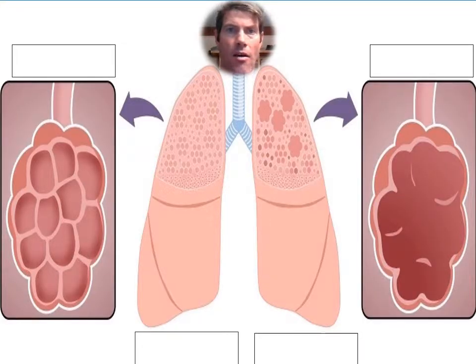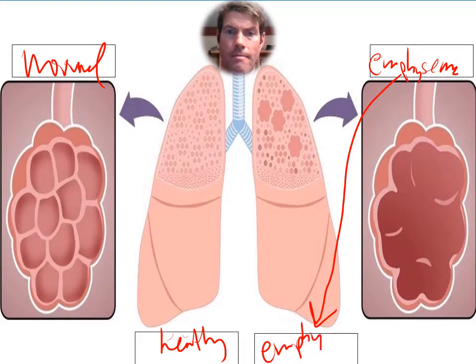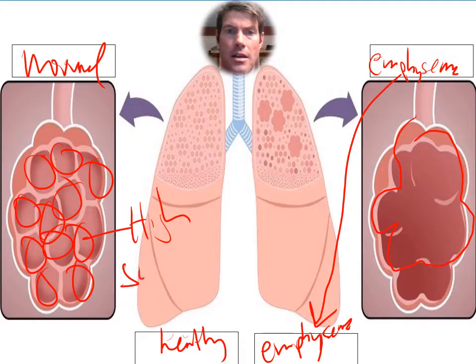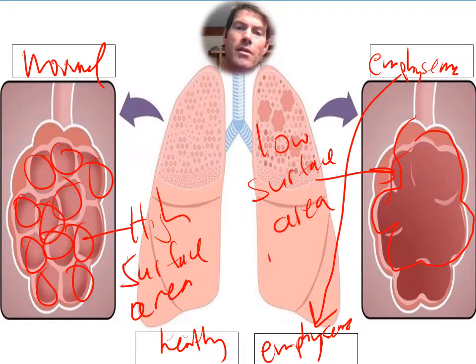So this would be our normal alveoli, non-emphysema. This is healthy. Over here would be emphysema. You'll notice there's hardly any air sacs here. Look at all these air sacs. Here you have a really high surface area. Over here, you don't have all those air sacs, so we have low surface area, where you're going to have low diffusion.